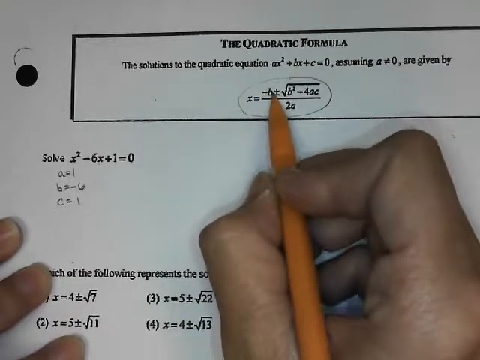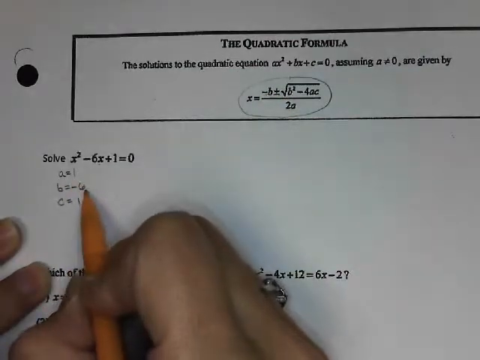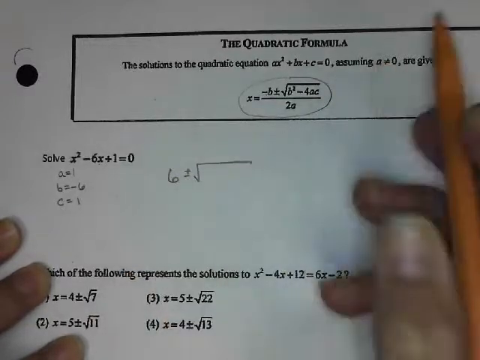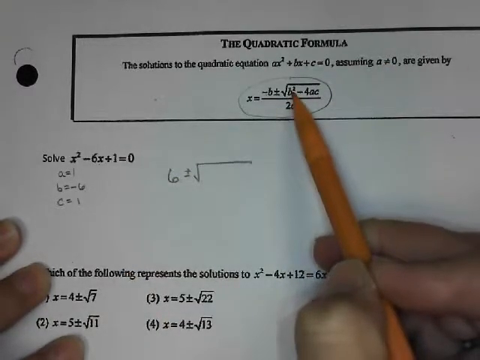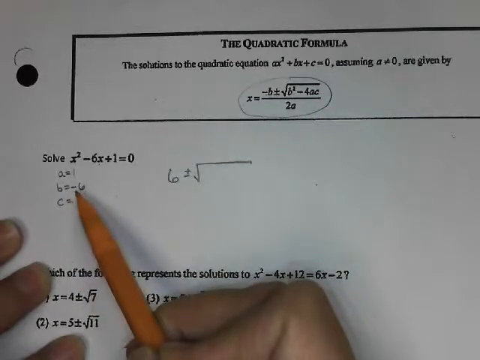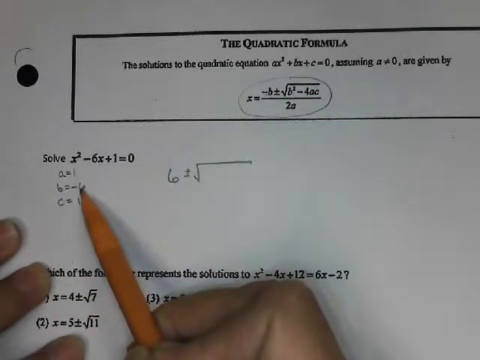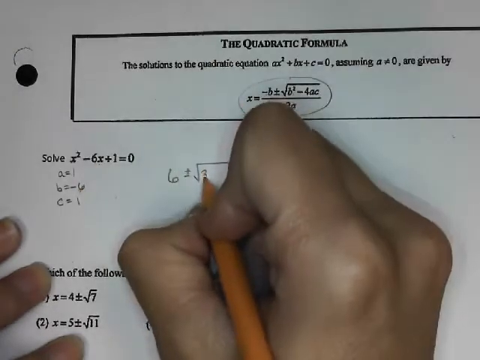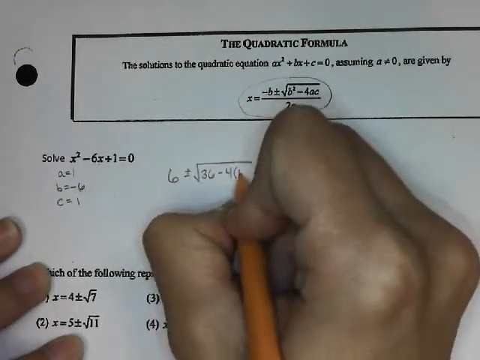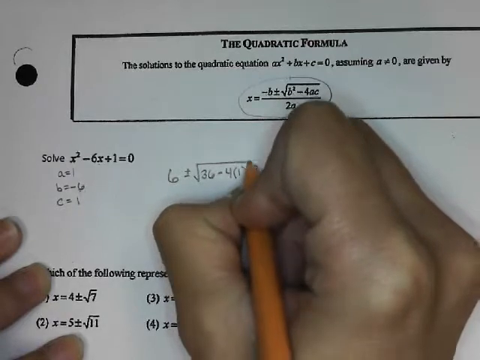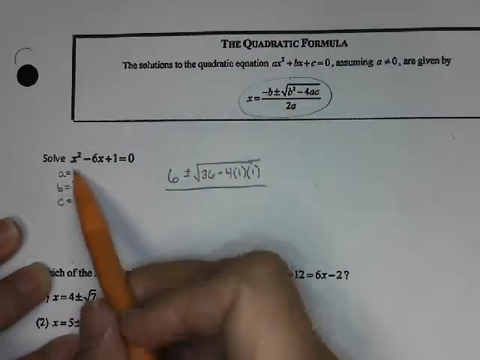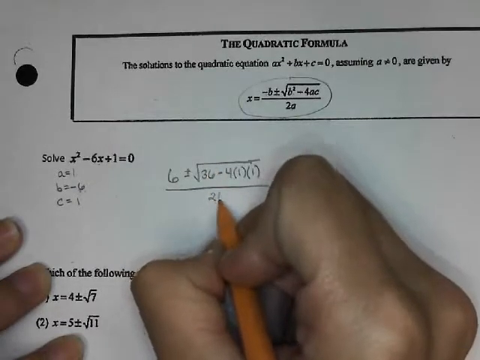So the negative b means the opposite of b. So the opposite of b in this case is 6, plus or minus the square root. Always square b in your head. So take our negative 6 number, squared. It's always going to make our number positive. That number squared is 36. Minus 4 times an a of 1 times a c of 1. All over 2a. 2 times a is 2 times 1.